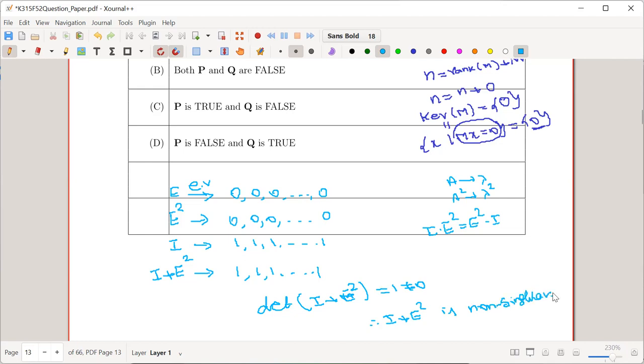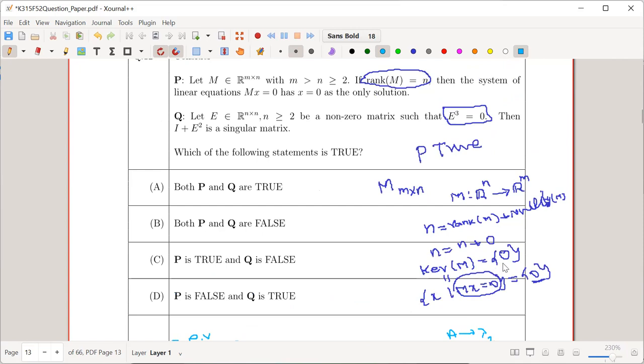But it is given in the statement that I plus E square is singular. Therefore, the statement Q is false, but always the statement P is true. Therefore, P is true, but Q is false. Option C is the correct one.